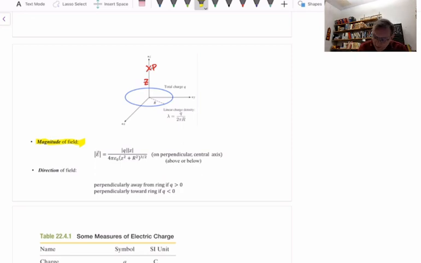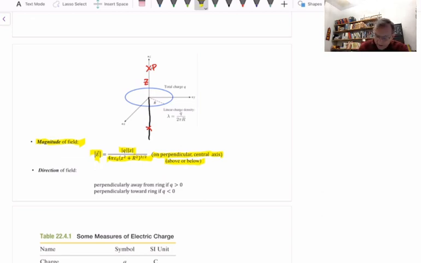So here we go. Here's the formula for the magnitude. It's on the perpendicular central axis above or below. E magnitude equals Q magnitude times Z magnitude over 4 pi epsilon 0 times Z squared plus R squared to the 3/2. So it will also work, this formula, if the point Z is below. Just use the absolute value of Z there in the numerator. So there's actually a good bit of information in this answer. Now I've got the formula for getting the magnitude of the field on the Z-axis.